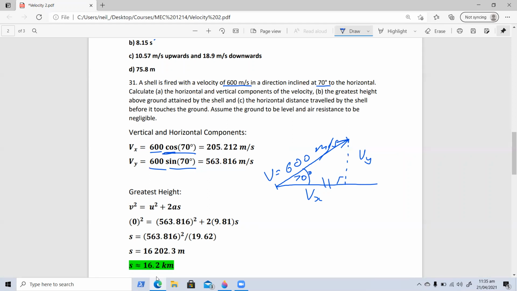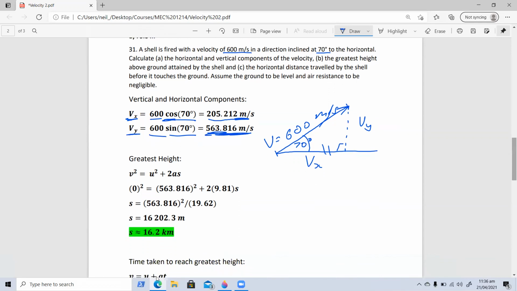We plug those values into our calculator, and we get Vx is equal to 205.212 meters per second, and Vy is equal to 563.816 meters per second.